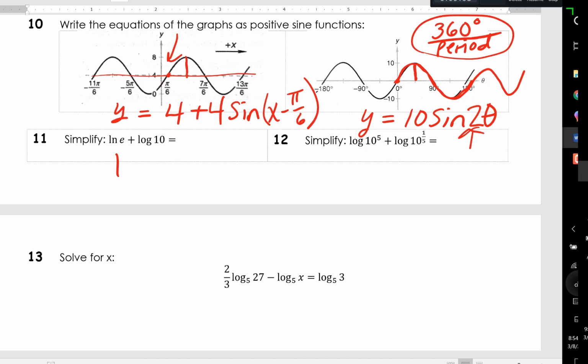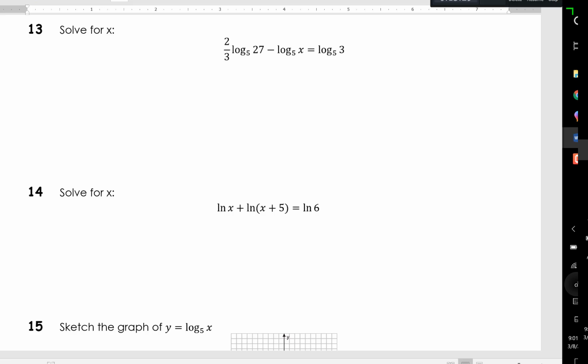Same thing with common log. The base of common log is 10, so 10 to the what equals 10? That is 1. So that's a sum of 2. Over here, log base 10. So 10 to the what power is 10 to the 5th? What do you raise 10 to get 10 to the 5th? You raise it to 5. Over here, same thing, your base is 10, so log base 10 of 10 to the 1/5 is just 1/5. So that's 26 fifths.